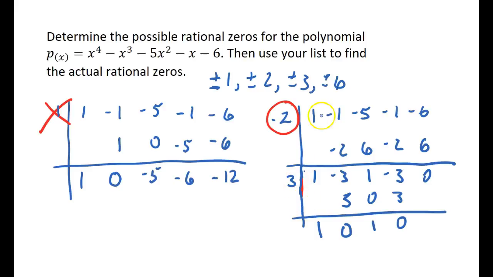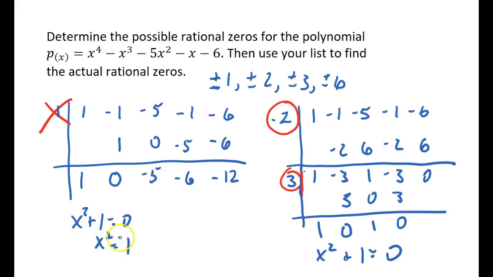Okay, so at this point, we are at a quadratic. This is x squared plus 0x plus 1 equals 0. And if I go ahead and solve that, if I go x squared plus 1 equals 0, x squared equals negative 1, no real solution, so I just don't worry about that. So all possible rational zeros are negative 2 and 3. That's it.